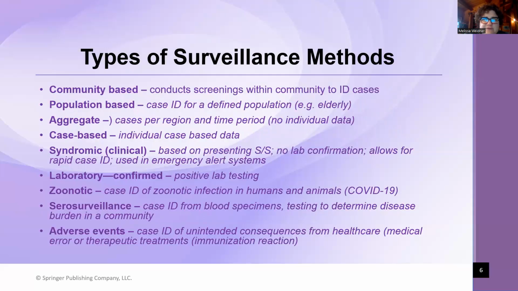Types of surveillance methods include community-based, population-based, aggregate, case-based, clinical, laboratory or confirmed, zoonotic, serosurveillance, and adverse events. And you can read through the different kinds of what they mean. But there are different kinds of methods, some which are just identified in the community and some are identified through laboratory sources. And last but not least, we have the adverse events, which is the unintended consequences from healthcare or medical treatments.